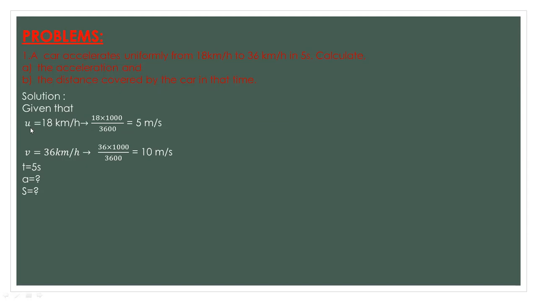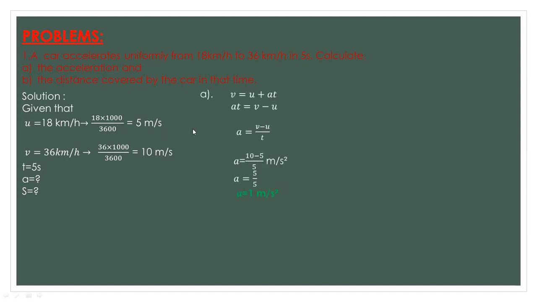First we should collect the data. Initial velocity is given, u is equal to 18 km per hour. We are going to convert kilometer per hour into meter per second. For that, 18 into 1 kilometer, which means 1000 meters, divided by 1 hour, which means 60 into 60, that is 3600 seconds. Right, after simplification, your initial velocity is 5 meter per second. Similarly, your final velocity 36 kilometer per hour, converted into meter per second, is 10 meter per second, and time is given as 5 seconds. You are going to find the acceleration as well as the distance of the car. So first we want to find the acceleration.